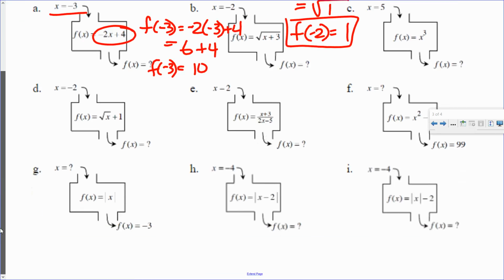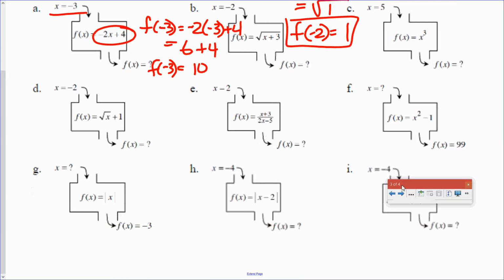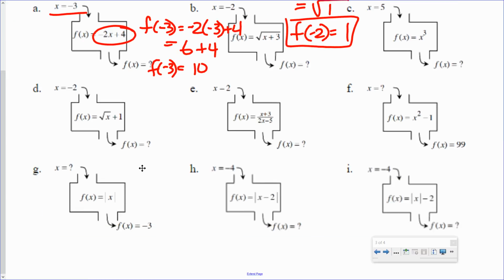So if you need to go back and check some of your answers, I do want to go over F with you, because F, A, B, C, D, and E are very similar. They give you the input. They ask you to just plug in and find the output. Oh, along with H and I. But F and G are a little bit different. Here they're giving you the output and they ask you to find the input. So let's look at F together first, okay?